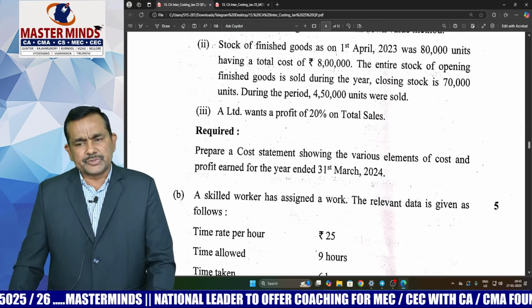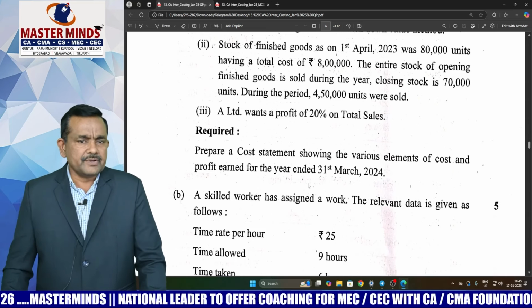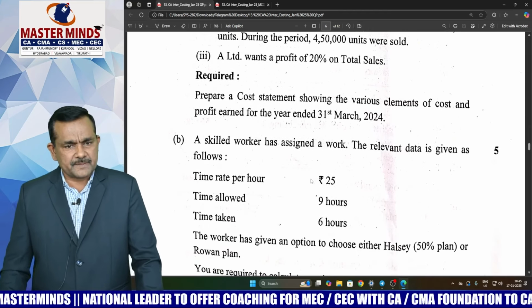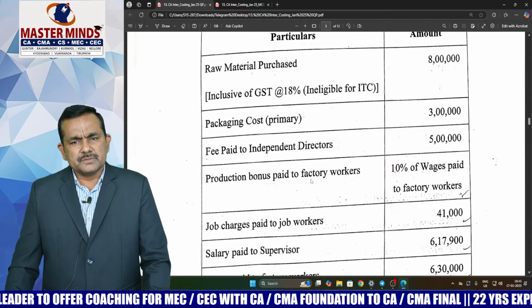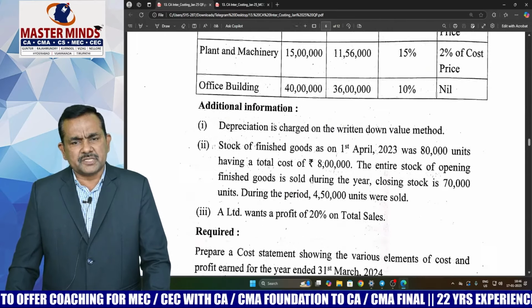Next, the cost of goods sold. Next, cost of sales. Then compare with the sales amount, and we'll get the profit, sir. So very easy question. So no adjustments, just the depreciation calculation, that's all.